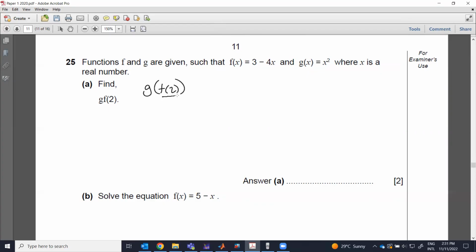So what you need to do is work out f of 2, and then your answer, you'll substitute it in g. So you find f of 2. This is 3 minus 4 times 2. This is 3 minus 8, which is minus 5. And then you are going to substitute that in g. So you're actually working out g of minus 5. So wherever you have x in g, you put minus 5. So this is minus 5 squared, which is 25.